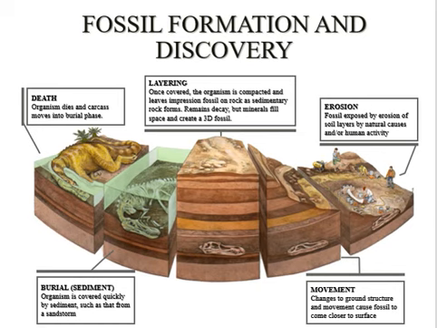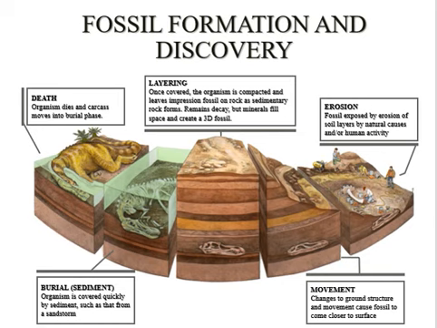But in order to have fossils form, obviously you need an organism to die. So the organism dies, and then that carcass will move into the burial phase. During the burial phase, or what I refer to as the sediment phase, the animal begins to become buried by different layers of sediment. This can be volcanic ash or silt, and that protects the bones from rotting. And then over time, more and more layers will accumulate on top of those remains.